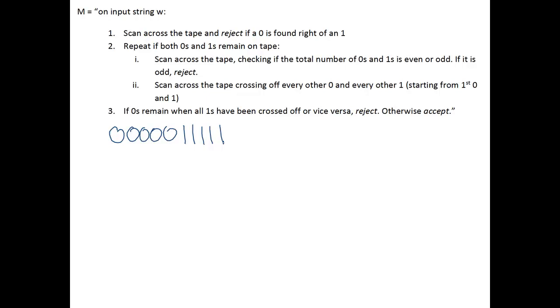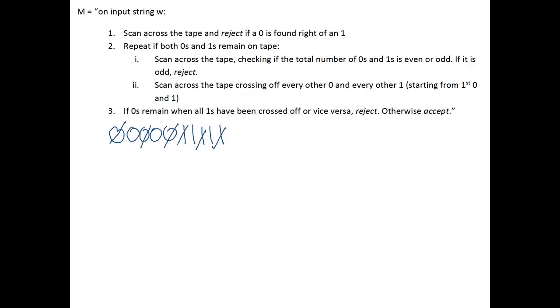We're going to cross off every other 0 and every other 1, starting from the first 0 and 1. So we would cross off this one, skip the next one. This one, skip, this one. Now we'd start with the first one, this one, skip, this one, skip, this one. Okay? And now there are still both zeros and ones remaining, so we go to 2i again.